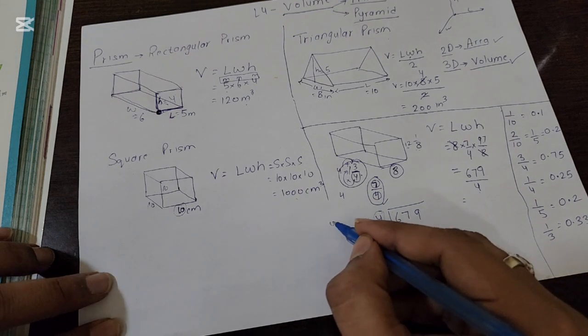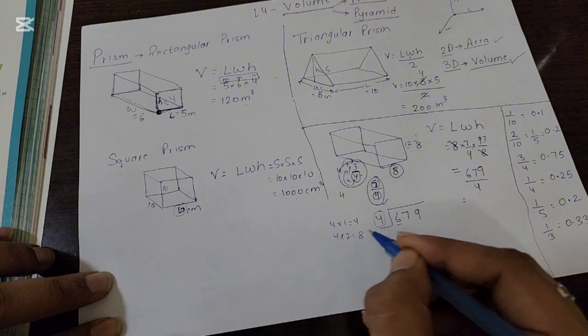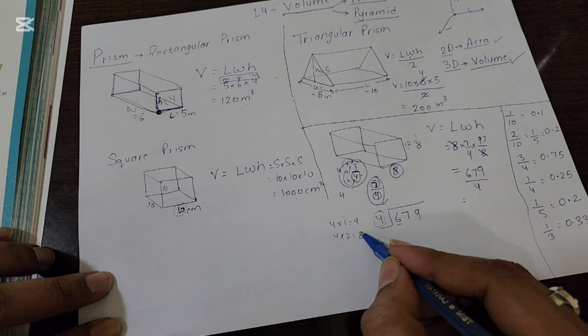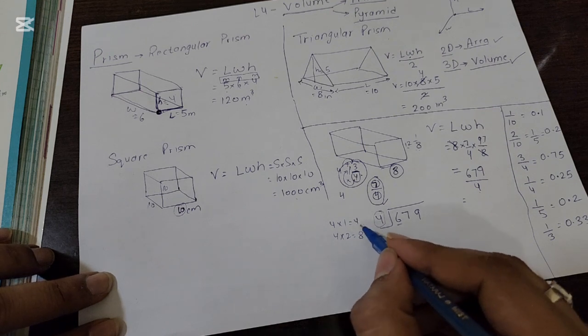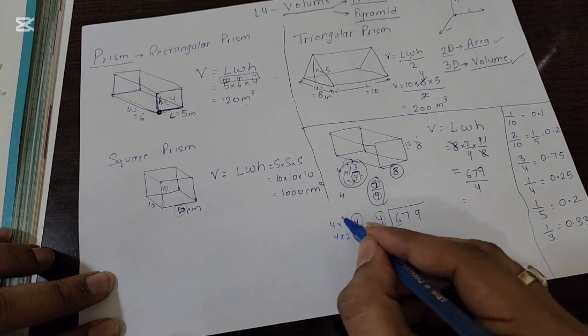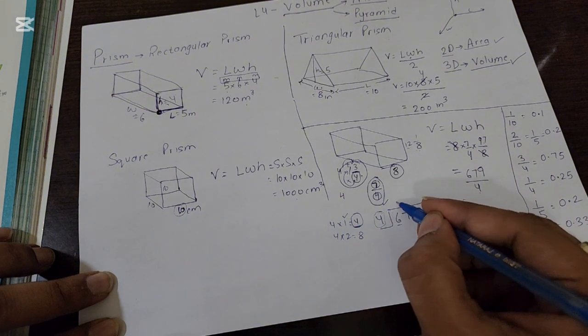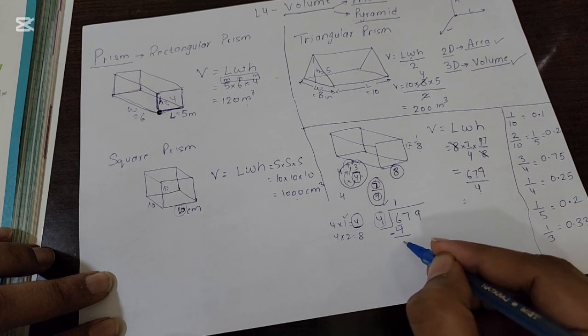Now check the table of 4. 4 times 1, 4. 4 times 2, 8. Do I have 6? No. After 4, I jump to 8. So because I don't have 6 in the table of 4, I will choose the number which is smaller. The number 4 here is smaller. 4 times how much? 4 times 1. So I will take 4 times 1, 4 here. Now I will do minus. 6 minus 4 is 2.